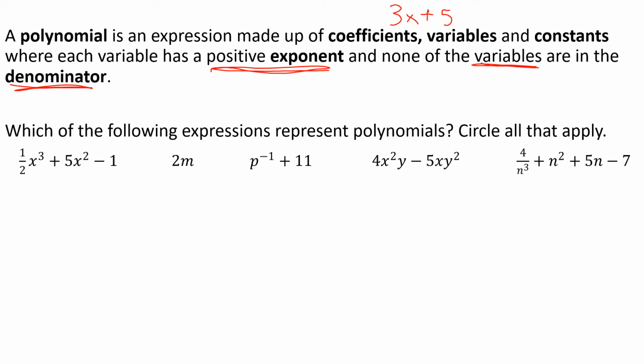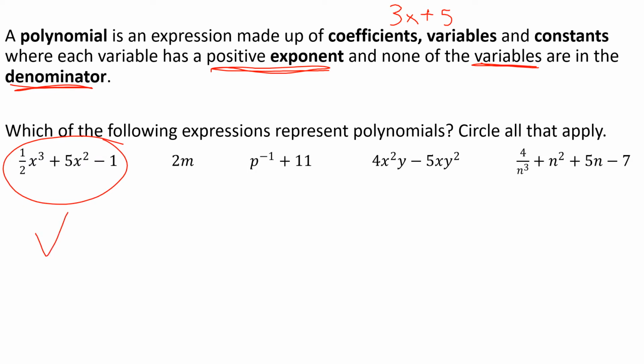Let's look at a few examples. Which of the following expressions represent polynomials? Circle all that apply. How about the first one? 1/2 x cubed plus 5x squared minus 1. Are all of the exponents positive? Yes. And I see a fraction, but is the x at the bottom of the fraction? No. So this one's good to go. This one is a polynomial.